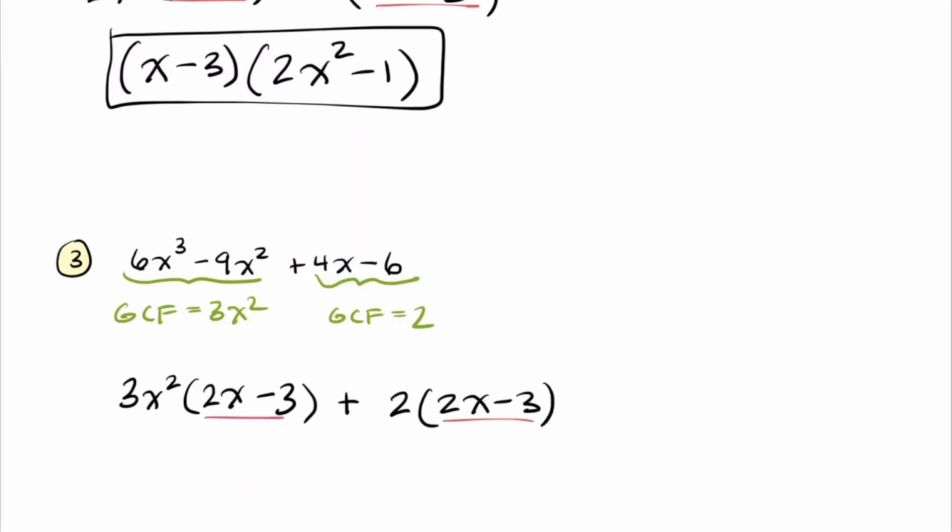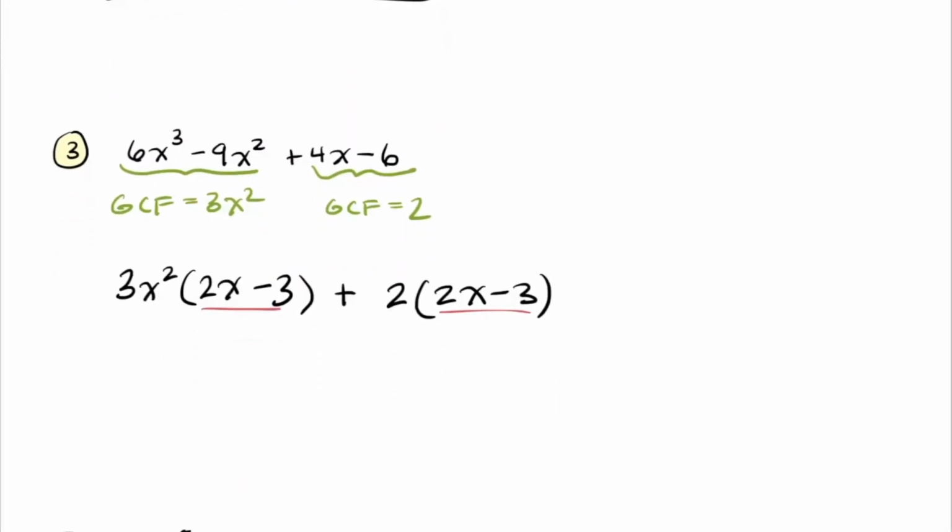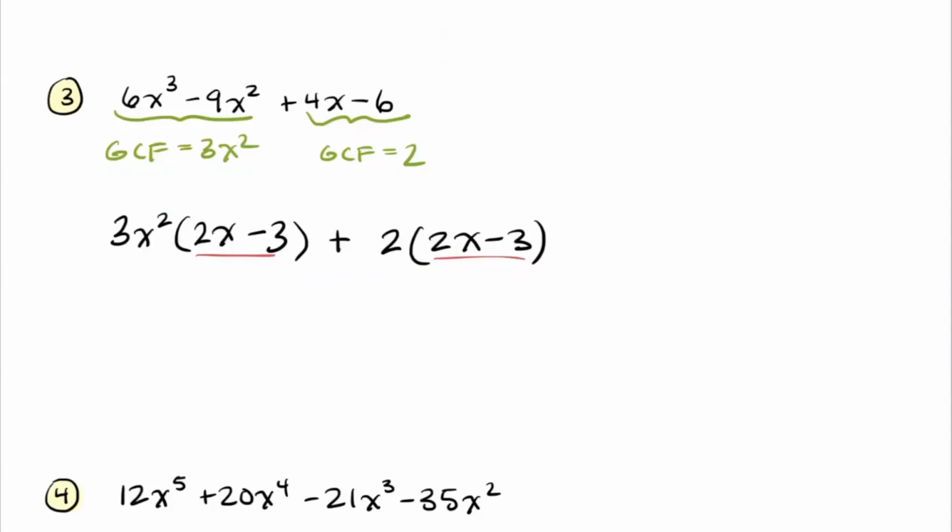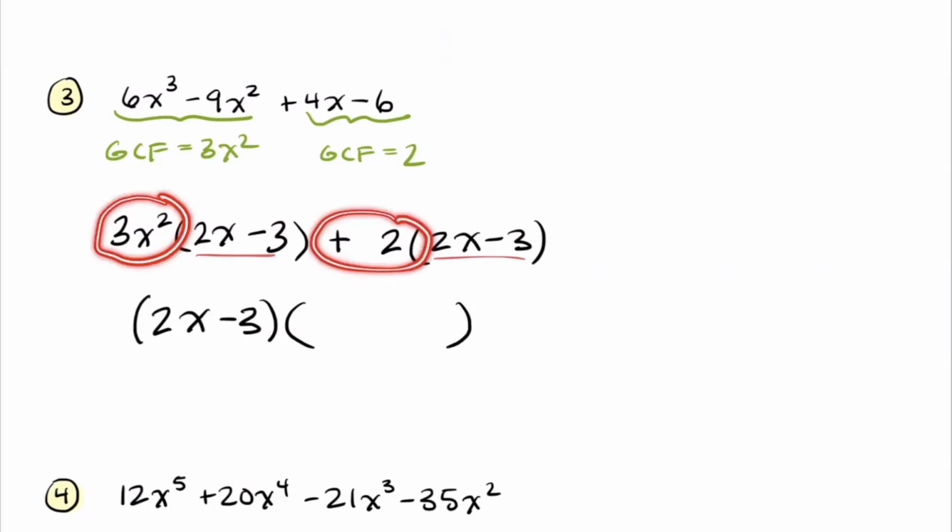Okay, now this and this match, so factoring by grouping is successful in this case. So we'll take out the overall GCF of 2x minus 3. And then in the second factor, we have, again, what was multiplied by each of those. So 3x squared plus 2.